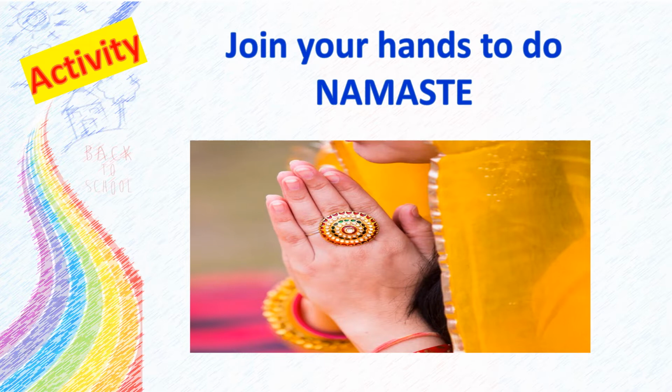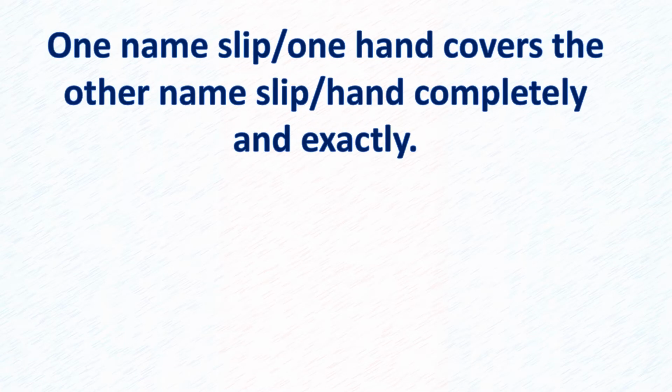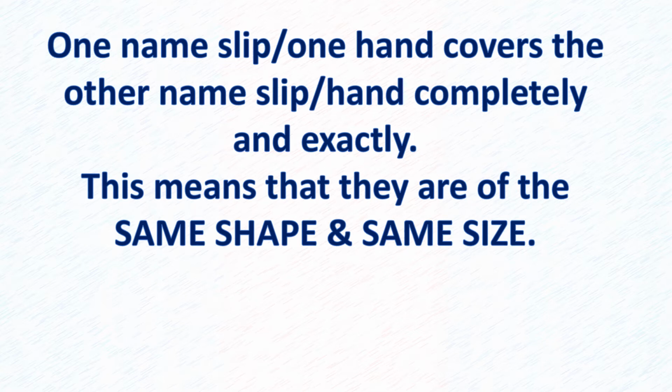Okay, so now you have seen that one name slip or one hand covers the other name slip or other hand completely and exactly. This means that they are of the same shape and same size. Same shape and same size.